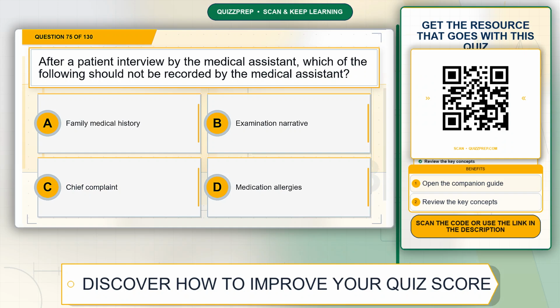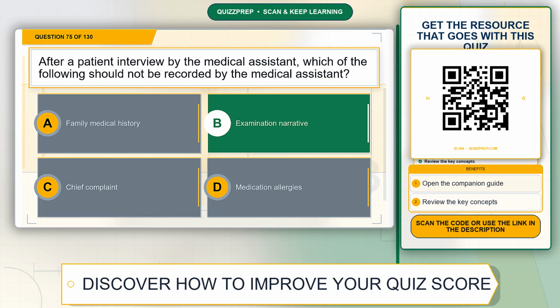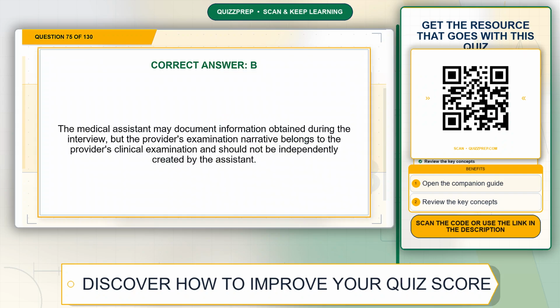Question 75. After a patient interview by the medical assistant, which of the following should not be recorded by the medical assistant? Option A, family medical history. Option B, examination narrative. Option C, chief complaint. Option D, medication allergies. The correct answer is option B, examination narrative. Explanation. The medical assistant may document information obtained during the interview, but the provider's examination narrative belongs to the provider's clinical examination and should not be independently created by the assistant.